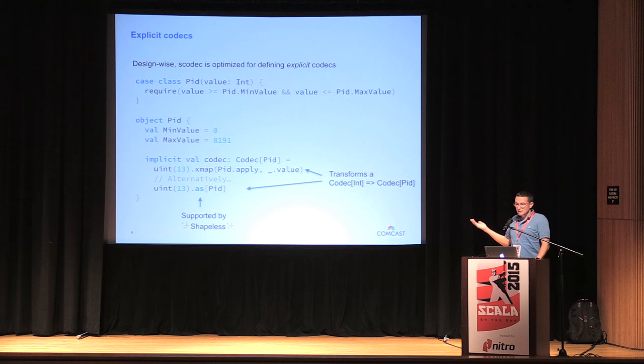We can define an implicit codec for it in its companion object, and we would do that by using this uint method that comes from S Codec. That gives us back a codec that can handle an arbitrary number of bits. We'll say give us a 13-bit integer. And then we have two different options.